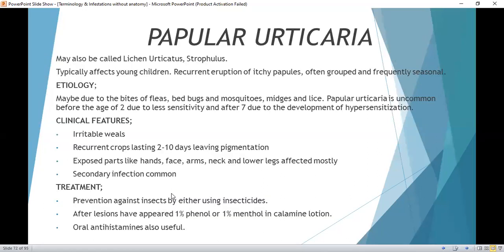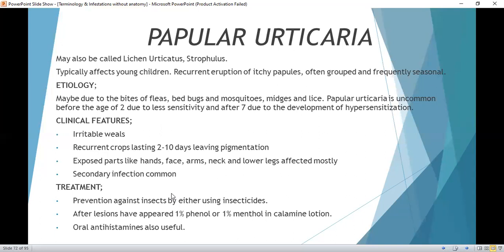Papular urticaria is an insect bite reaction. It typically affects young children, especially on the exposed portions where the insect must have bitten, like small red ants or mosquitoes, often grouped together and intensely itchy. It's an urticaria, but there is a central punctum, or a point where the insect has bitten, usually due to the bite of a flea, bedbug, mosquito, midge, and lice.